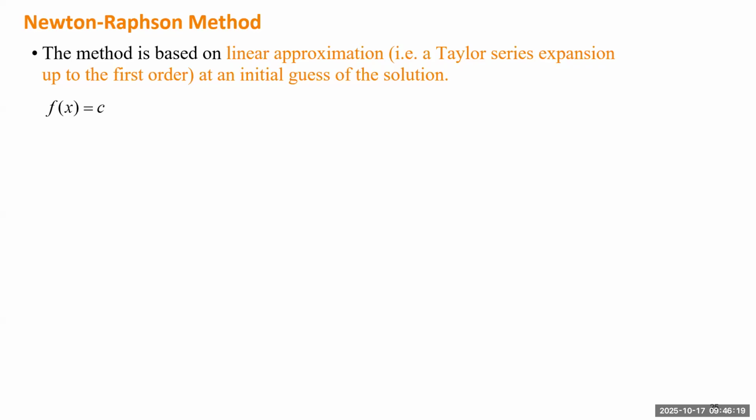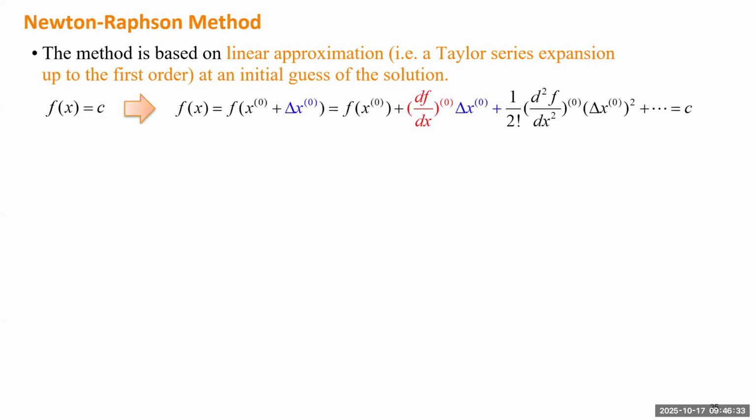So let's just assume this is a general function. We have a nonlinear function, and we hope this one to be equal to c, where c is just a constant value. Definitely you can move the c to the left and the right will be 0. Yeah, we just use this one. So f(x) can be approximated based on the Taylor series expansion. I assume everybody is familiar with Taylor expansion. So you give an initial estimate.